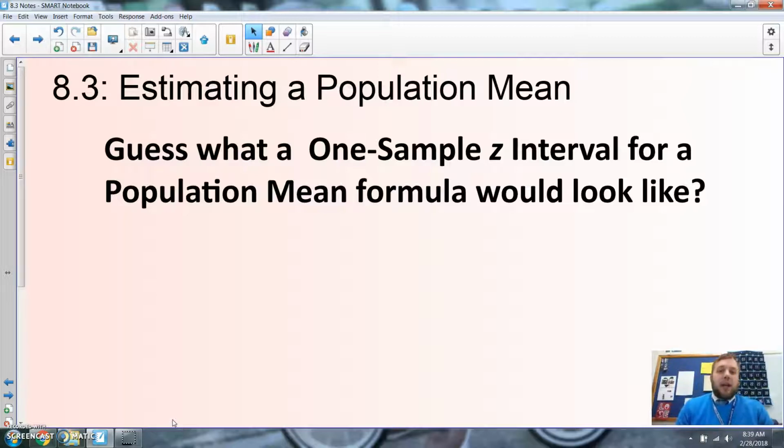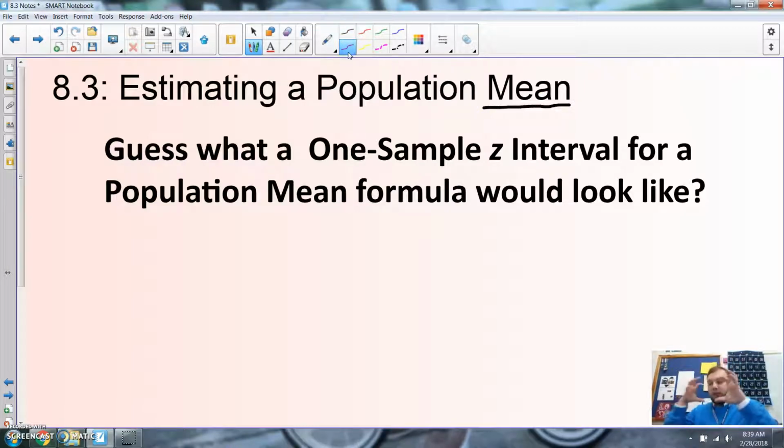Okay, so estimating the population mean. So 8.2 is all about estimating the population proportion. Now we're doing mean, right? All right, so we should be thinking, kind of switching gears here. We've got some different rules, a couple different things.